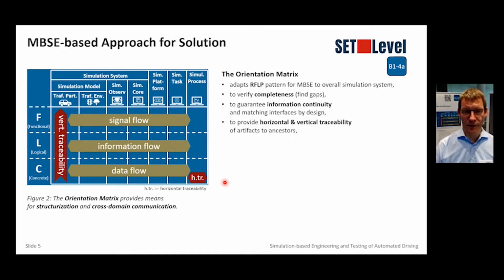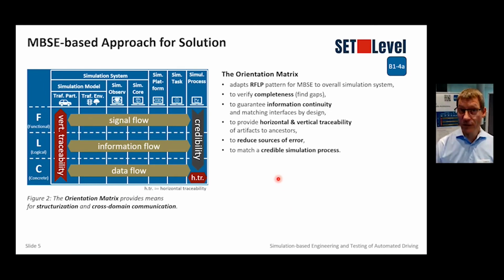That's why we have a little icon here in the lower right corner. By this, we can reduce sources of error because we have this overview, and we can match in the end the credible simulation process, because when we start with a credible functional architecture and we have some credible process step, we can derive a credible logical architecture. And again, from this we can derive a credible concrete architecture, which makes a credible specification. And in the end, this is necessary to have a credible simulation result. So that's the credibility aspect.